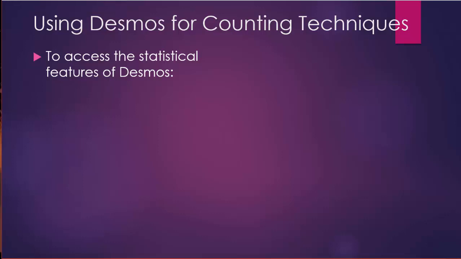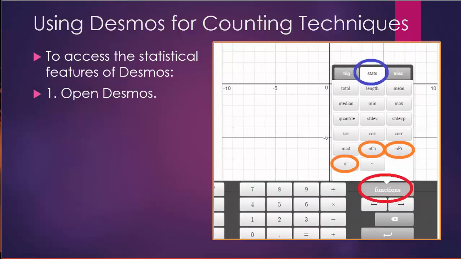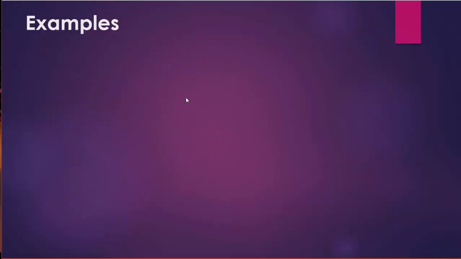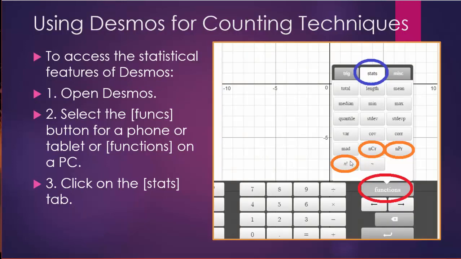Now, to get the counting technique operations, here's what we want to do. First, open Desmos, and then click on the Functions button. It says F-U-N-C-S on a tablet or a phone, and it says the word Functions, as you see here, on a PC. All right, the one circled in red. And then you want to click on the Stats tab. You see that circled in blue here. And then that gives us access to these three operations, the factorial, the combination, and the permutation. So let's see how this works here with some examples.